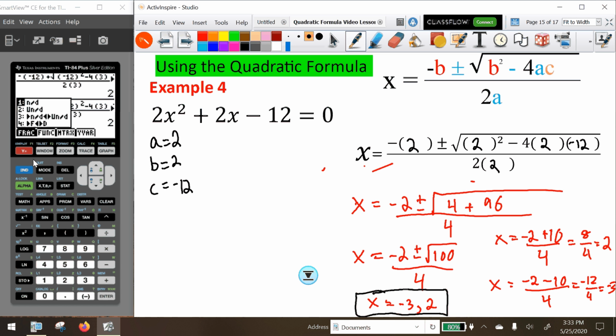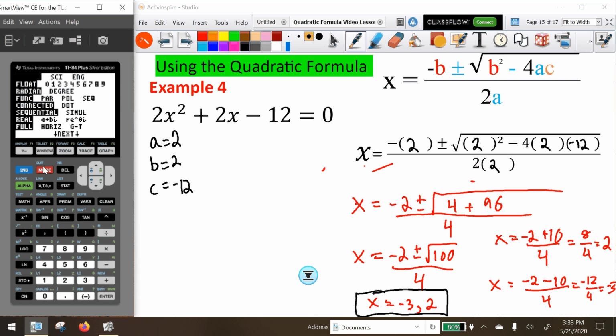And another fail-safe you could do to check your work, you could graph it. This one should hit the x-axis at negative 3 and positive 2. 2x squared plus 2x minus 12. When I hit graph, it should hit at negative 3 and positive 2. Let's see. Definitely hits at negative 3 and positive 2. This is correct.